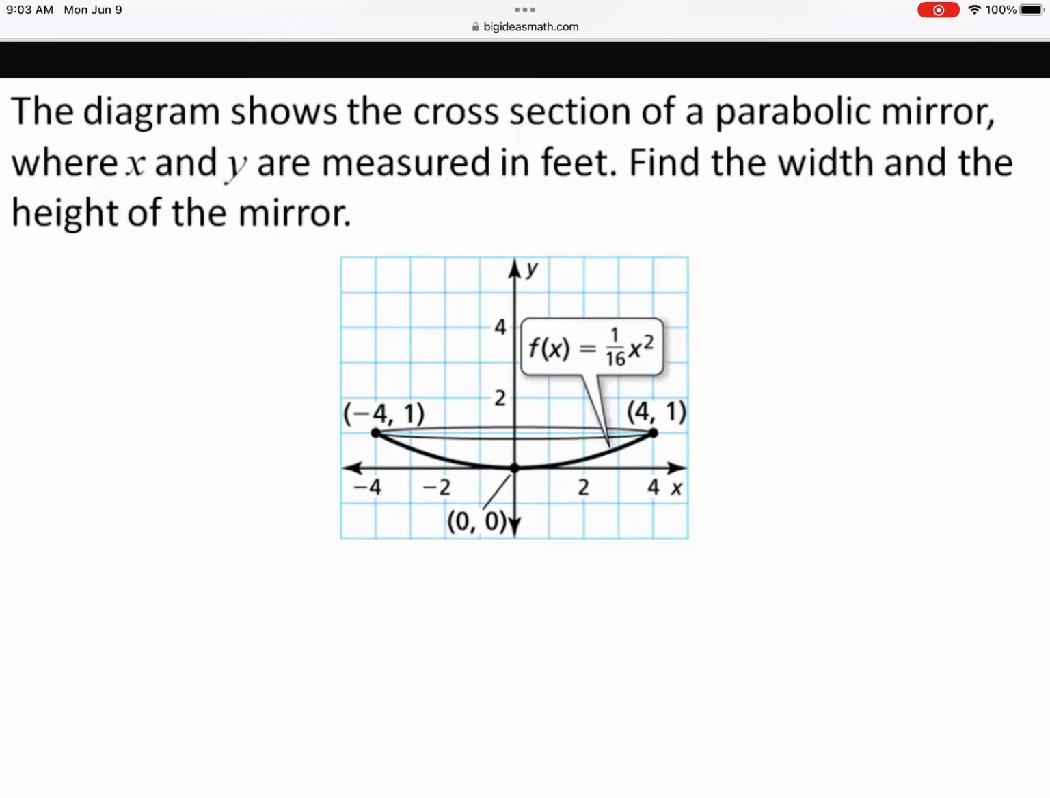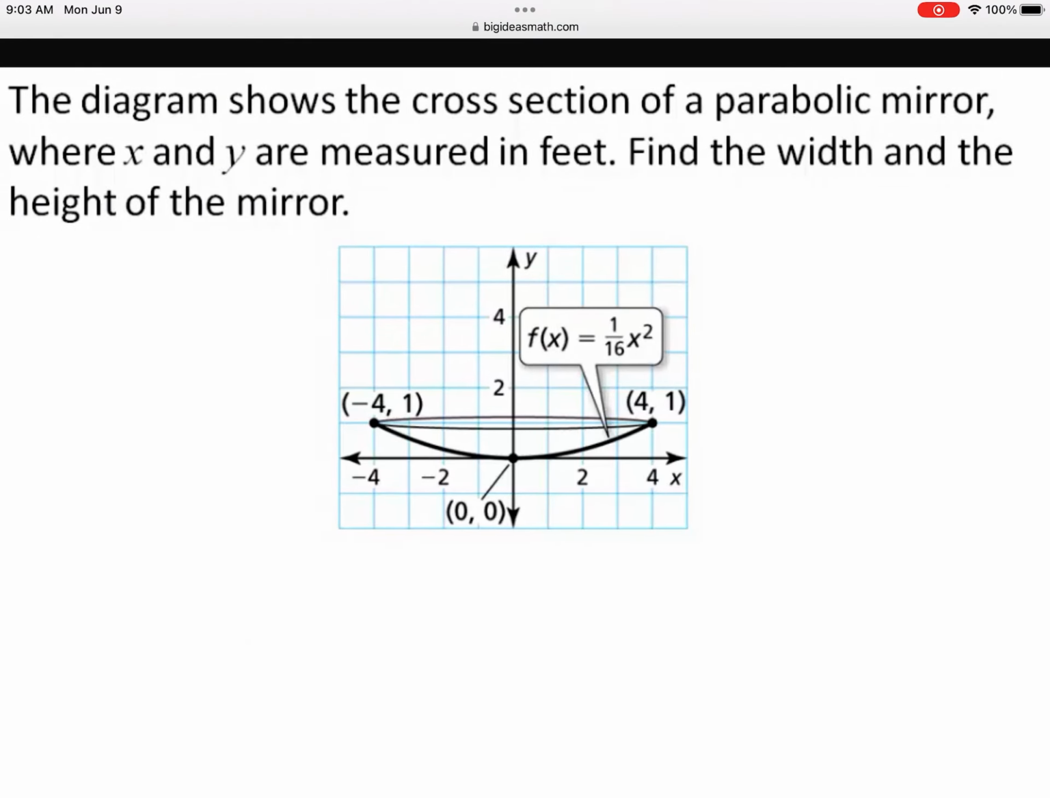The diagram shows the cross-section of a parabolic mirror, where x and y are measured in feet. Find the width and the height of the mirror. Use the domain of the function to find the width of the mirror and the range to find the height.